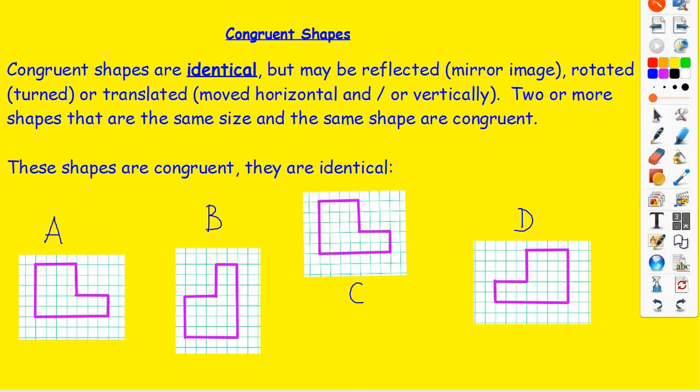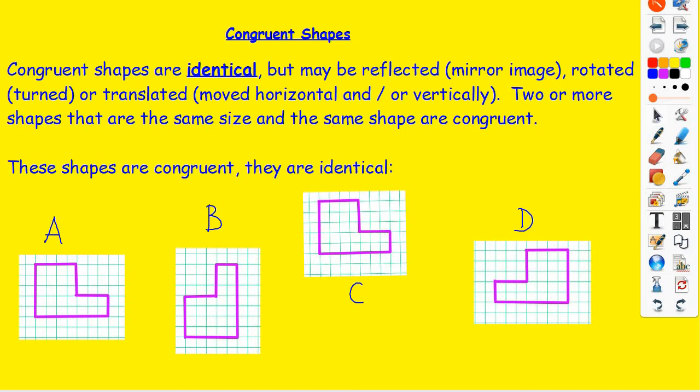So if you have a little look at the shapes on the board, you'll see shape A has been rotated or turned upside down to give you shape B. It hasn't been changed in size at all, so it is still the identical shape, it's just been turned, so A and B would be described as congruent.